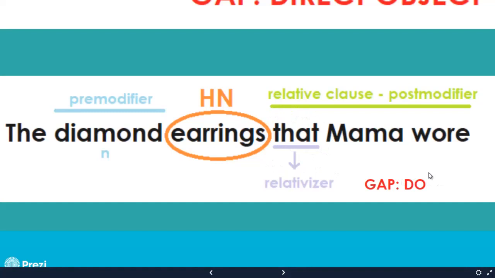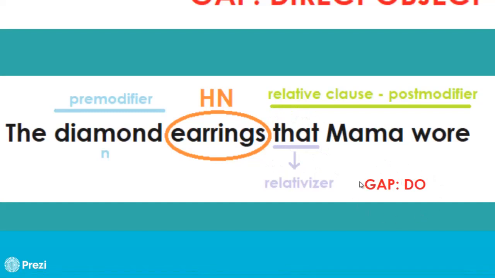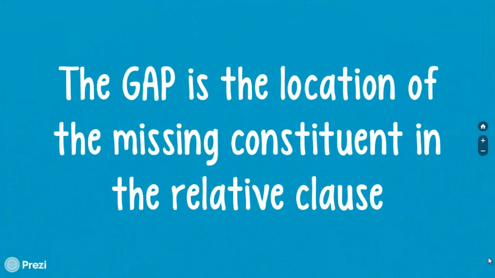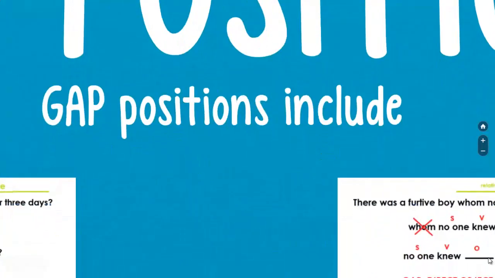Well, let's analyze the other gap positions we may find within a complex noun phrase. The gap positions we may find are subject position, object position, adverbial position, or complement of a preposition. Within these four gap positions, subject and object positions are the commonest. Consider that in the following examples, we are going to analyze postmodification only. We are not focusing on premodification, but remember that anytime we have a complex noun phrase, we can find premodification and postmodification.